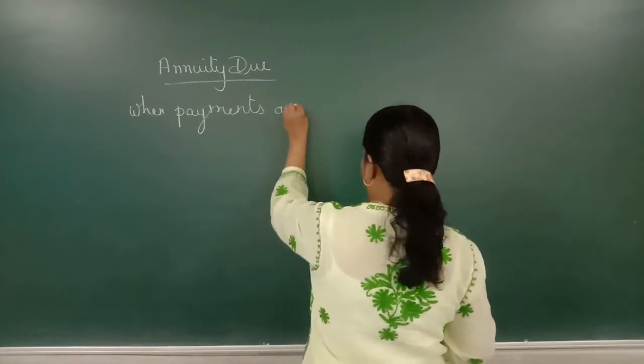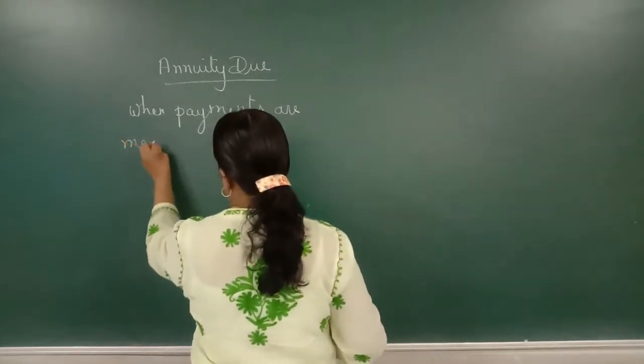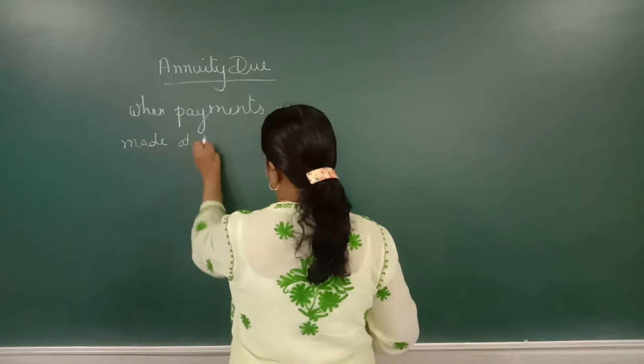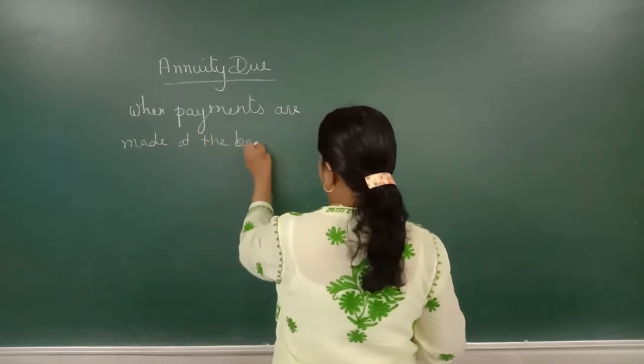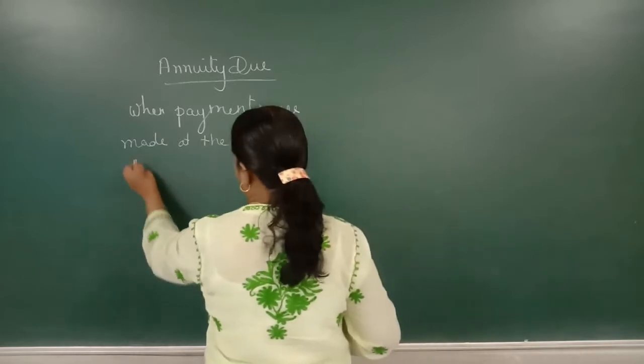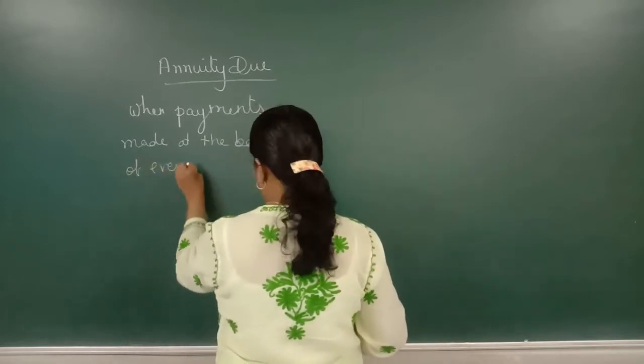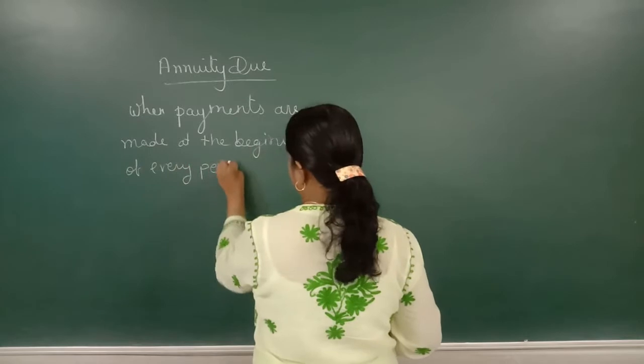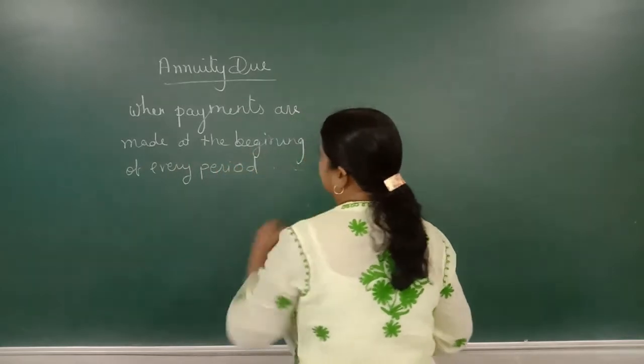When payments are made at the beginning of every period, it is called annuity due.